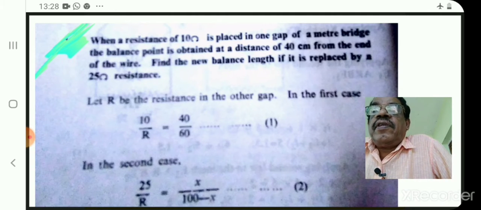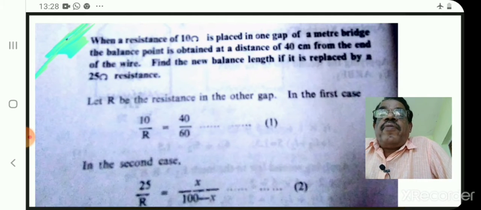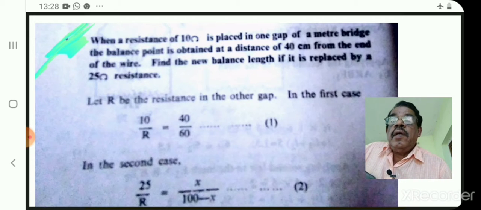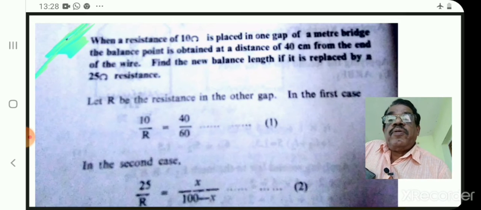When a resistance of 10 ohm is placed in one gap of a meter bridge, the balance point is obtained at a distance of 40 centimeter from the end of the wire. Find the balance length if it is replaced by 25 ohm resistance.